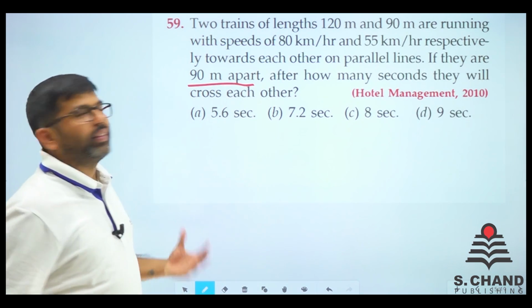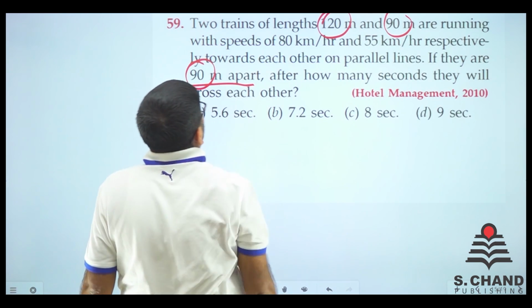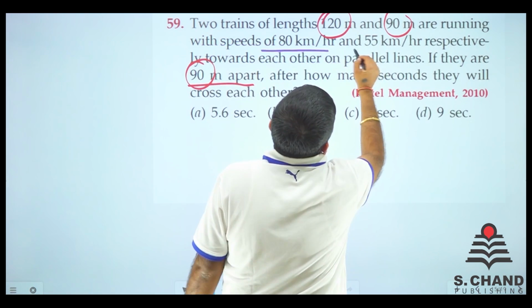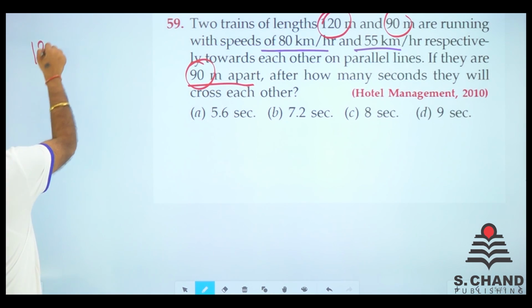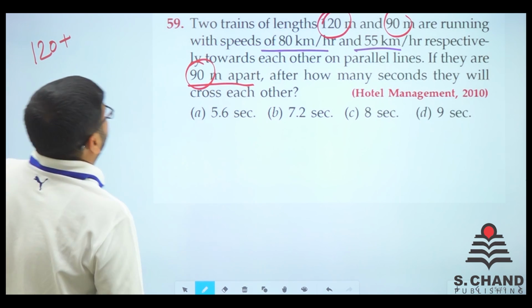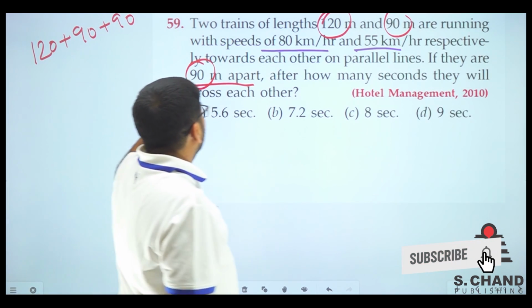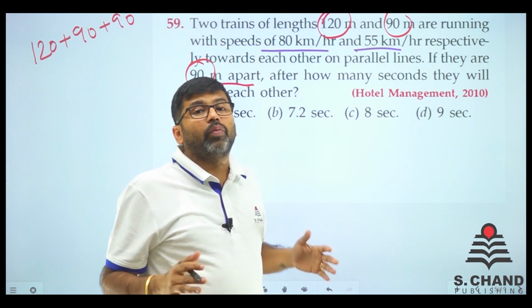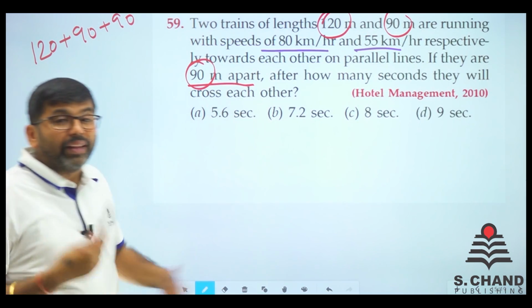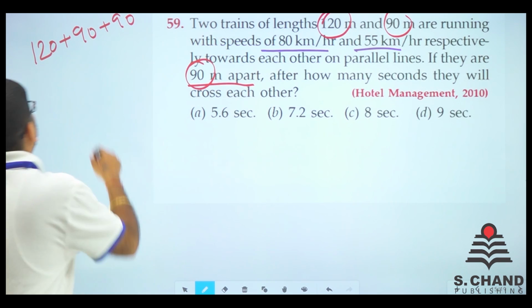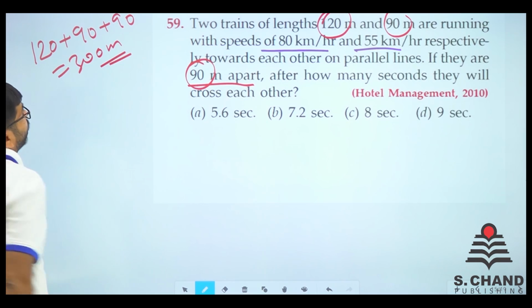So equivalent length, first this length and this length. Speeds are 80 and 55. So first add the lengths, right? We have 120, then 90, then 90. Why so? Because they are 90 meters apart, so this is one thing they need to travel. Then the other is their both lengths, which will be added. So total is 90, 90, 180, 180. 300 meters is the length to be covered.